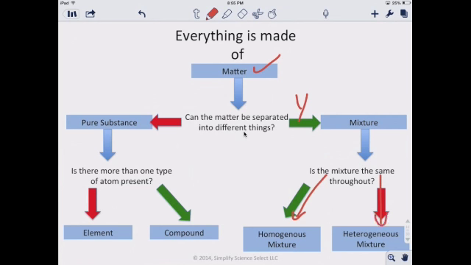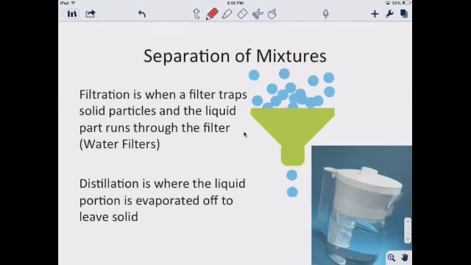Then we come back to the top and we have matter. Can it be separated into two different things? If we say no, it can't be separated, then we ask ourselves, is there more than one type of atom present? If no, there's a single atom or single element present, then we know that we just have an element. But if yes, there's more than one type of atom present, then we know that that's a compound.